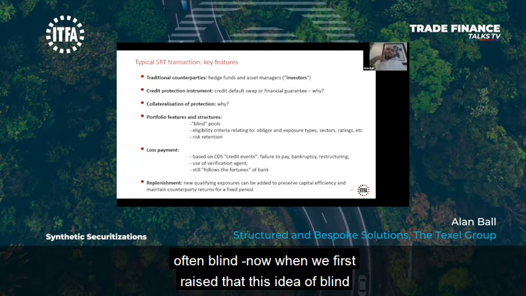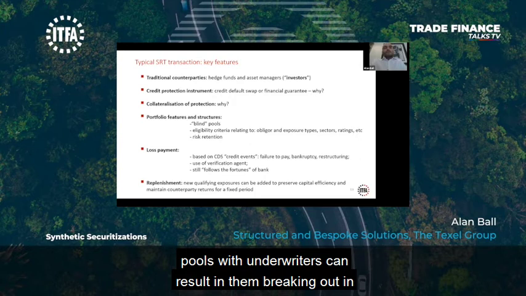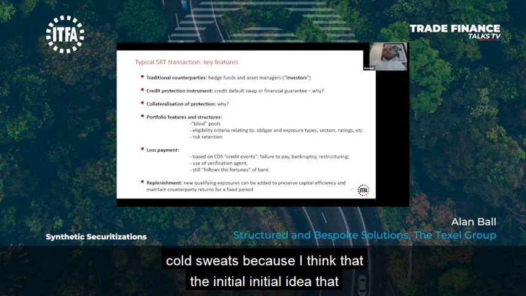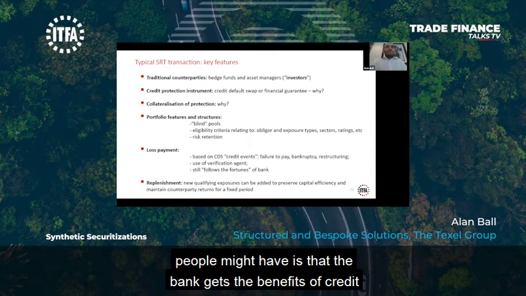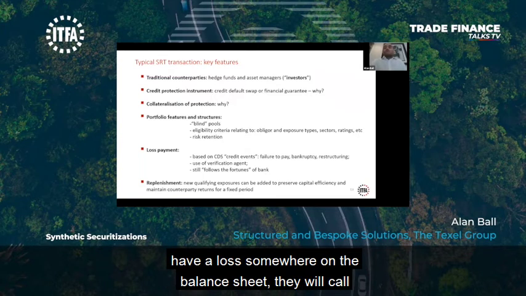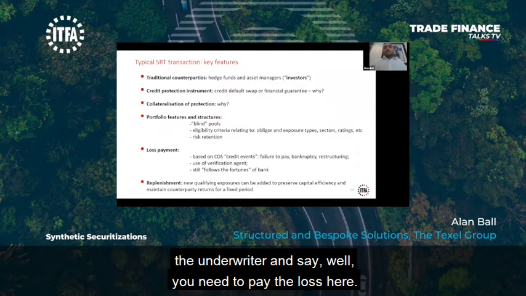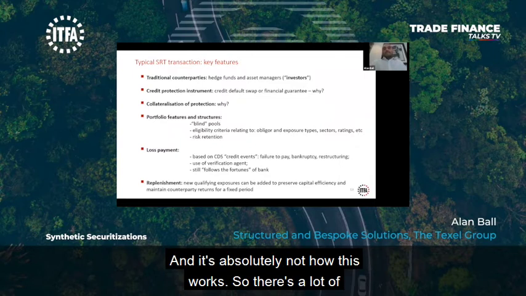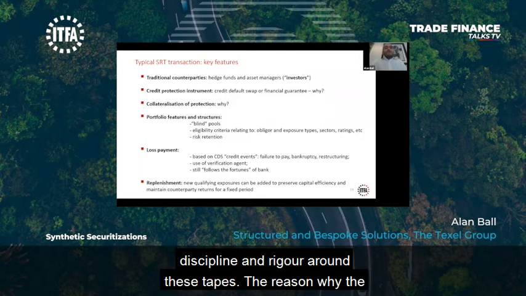Now, when we first raised this idea of blind pools with underwriters, it can result in them breaking out in cold sweats, because I think the initial idea that people might have is that the bank gets the benefit of credit protection, and then at some point in the future, if they have a loss somewhere in the balance sheet, they will call the underwriter and say, well, you need to pay the loss here. And it's absolutely not how this works. So there's a lot of discipline and rigor around these data tapes.